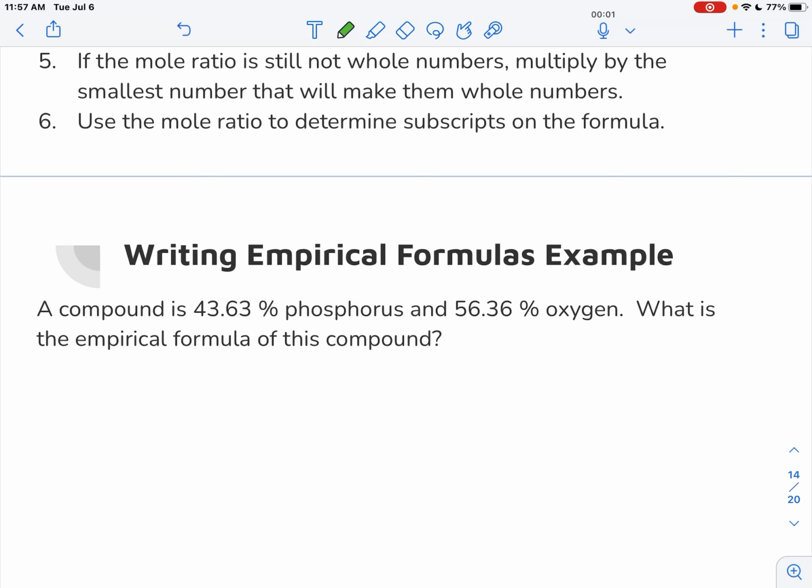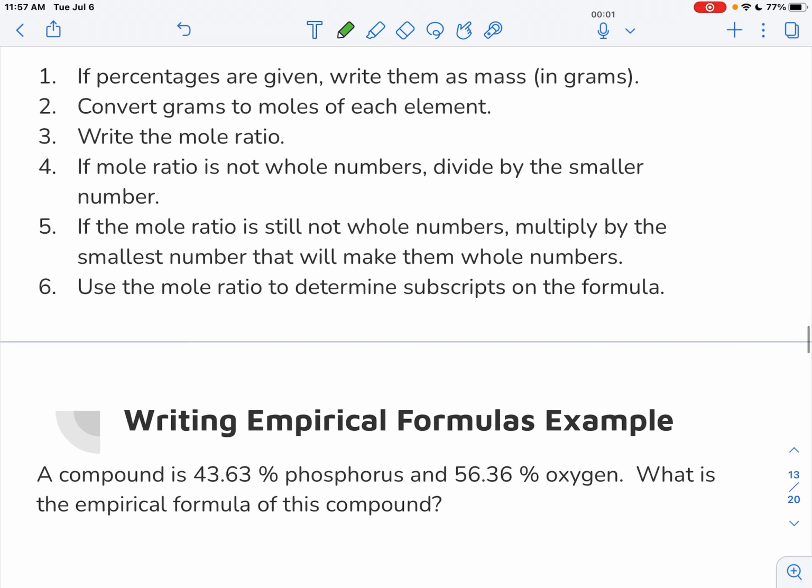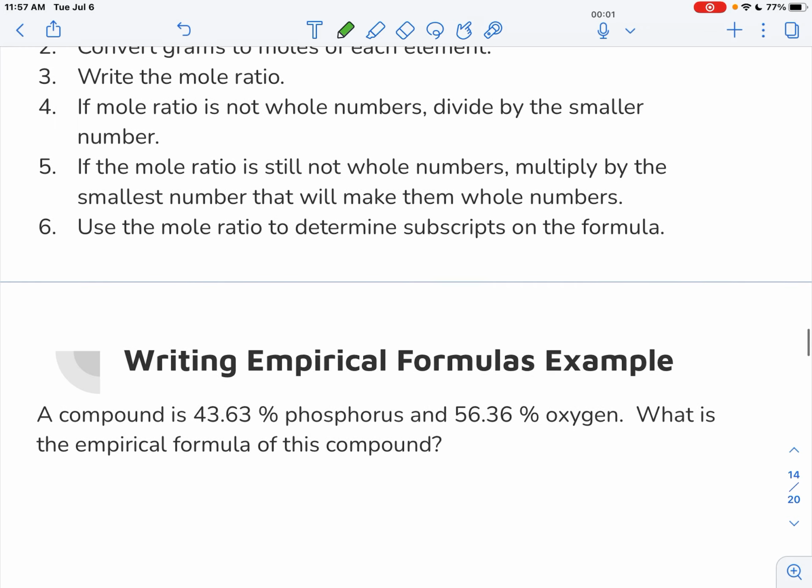So the first step here is if percentages are given, write them as mass in grams. What that is called is assuming a 100-gram sample, and we do that a lot in chemistry. So if we know that there's a compound that is 43% phosphorus and 56% oxygen, if we assume a 100-gram sample, we can just change these percentages to grams. So now we know it's 43.63 grams phosphorus and 56.36 grams oxygen.